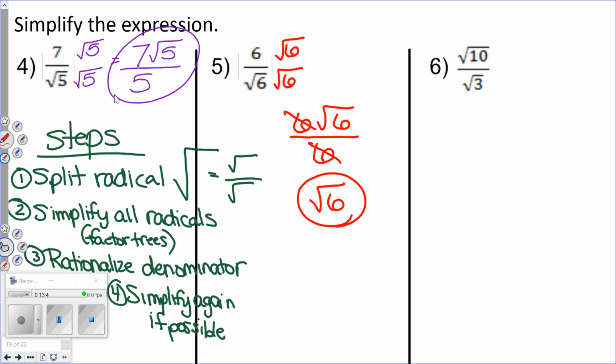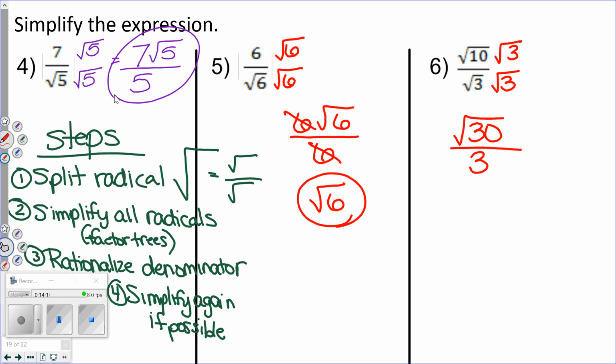Rationalize denominator? Yep, so we're going to multiply top and bottom by radical 3, because it's the bottom that cannot have a radical. Top's fine, bottom cannot. So on the top, what is radical 30? It's radical 30, thanks. So on the top, it gives me radical 30. On the bottom, radical 3 times radical 3, radical 9, which is just 3. All right, so that was step 3, rationalizing your denominator.